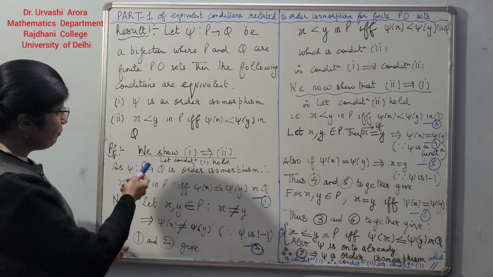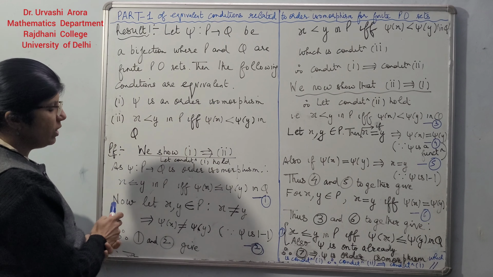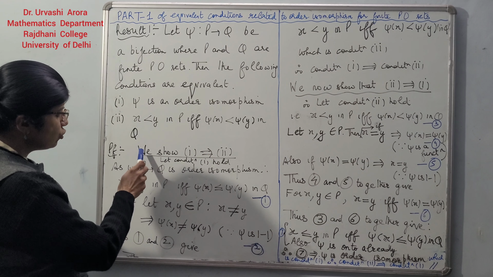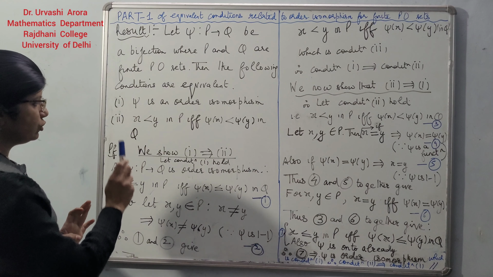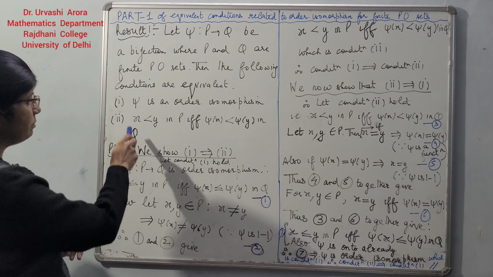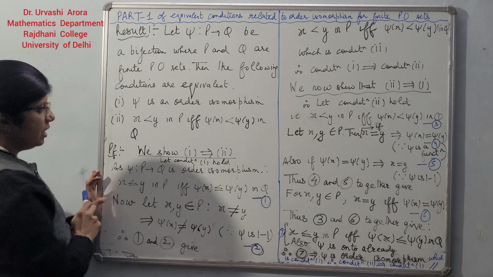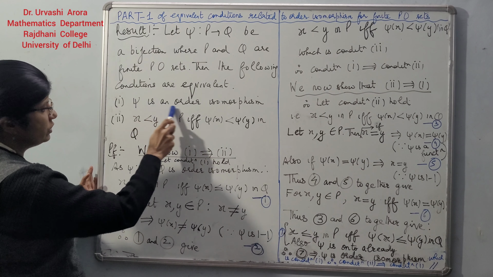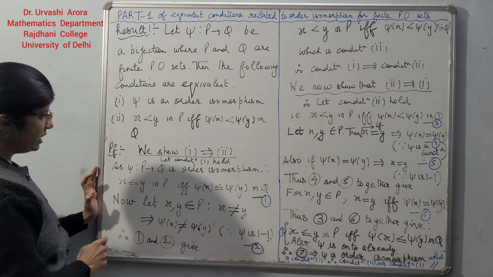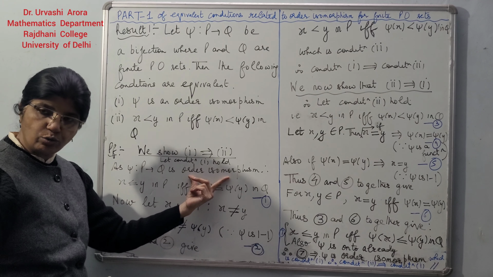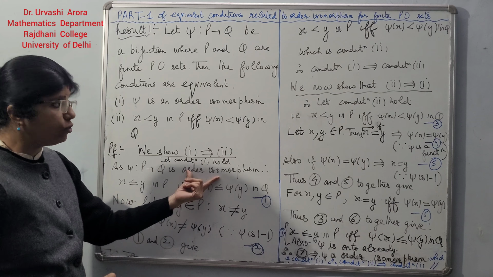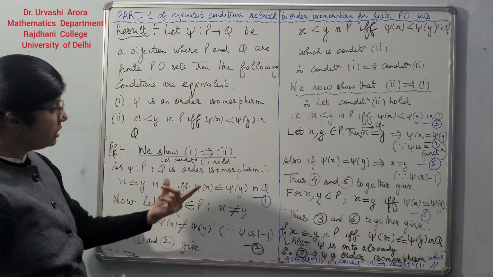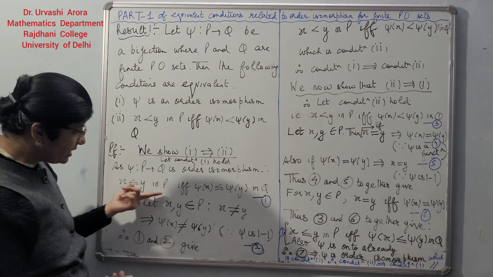First of all, I assume that condition 1 is true, and I will show that condition 2 is true. So we show that 1 implies 2, which means I am assuming that psi is an order isomorphism, and what we have to show is condition 2. So let condition 1 hold, which means that psi is an order isomorphism. Now as psi mapping from P to Q is an order isomorphism, by definition of an order isomorphism, psi is an onto map, which otherwise also it is, because psi is given to be a bijection. So psi is an onto map, and also psi is an order embedding.